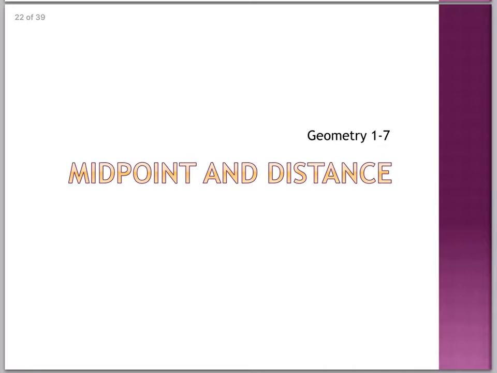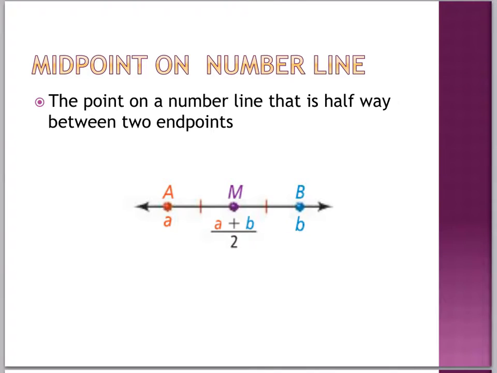Okay, now for a topic that uses some graphing skills as well as the Pythagorean theorem. First things first, understanding what we're talking about: the midpoint on a number line. The point on a number line that is halfway between two endpoints. If M is the midpoint from A to B, add A plus B, divided by 2. Just finding an average more or less.